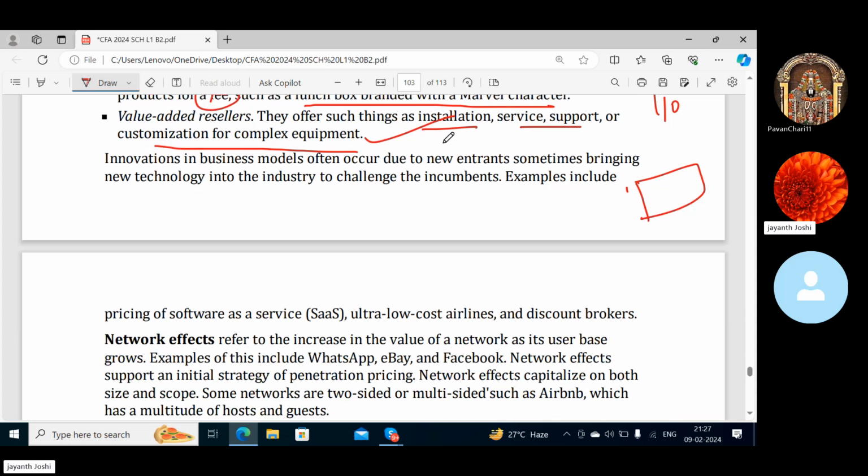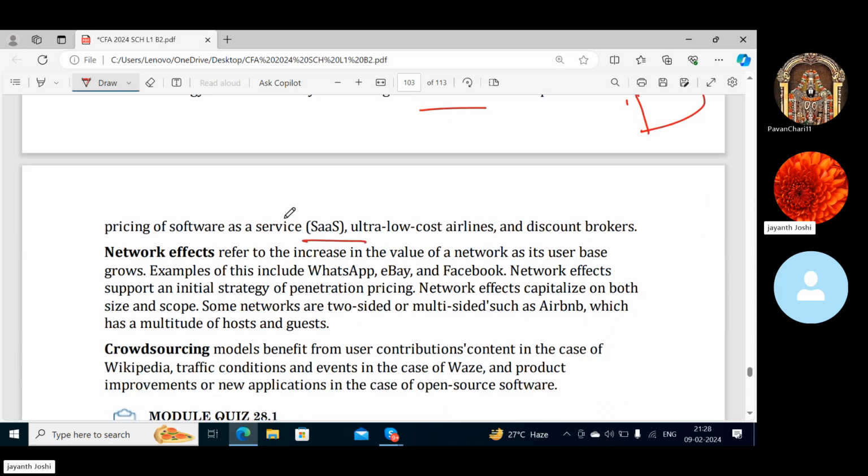Innovations in business models often occur due to new entrants, sometimes bringing new technology into the industry to challenge the incumbents. Examples include pricing of software as a service, SaaS. Software as a service means they are giving software to various companies as a service. They make software for companies and give it to them. SaaS. Okay.